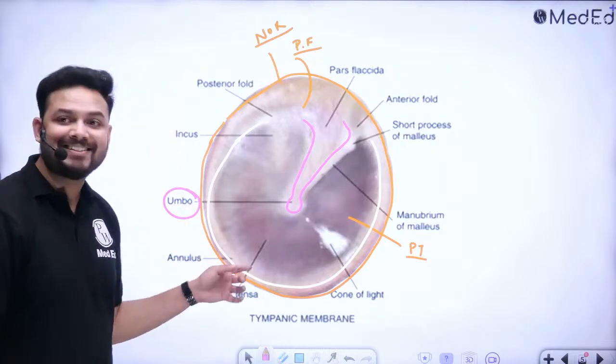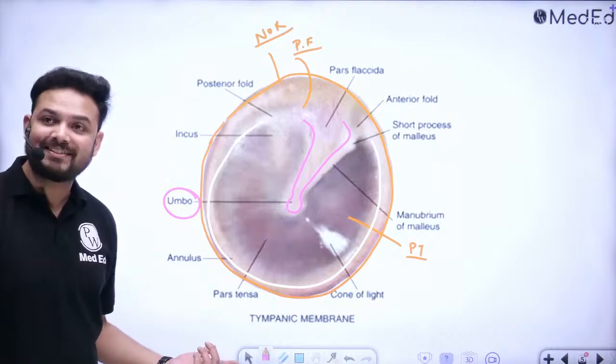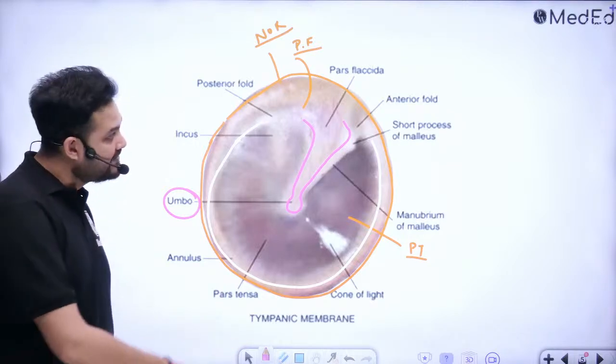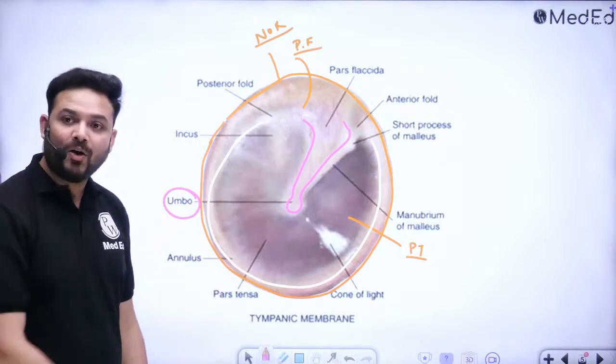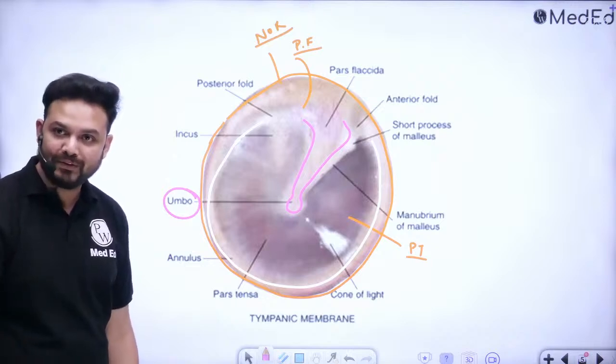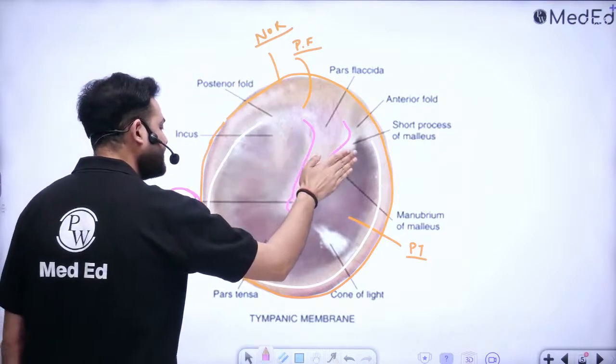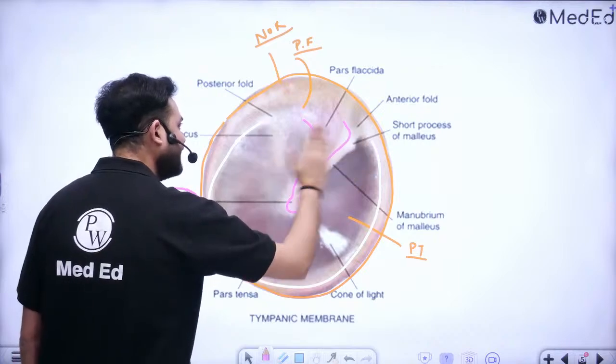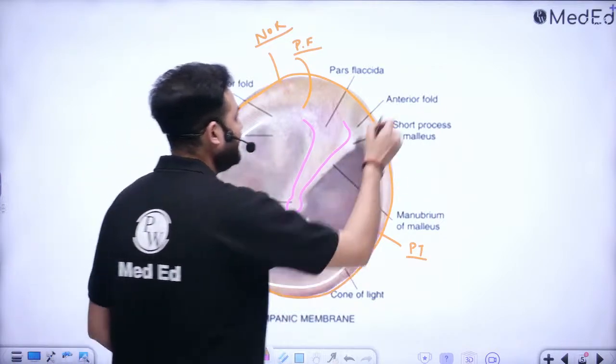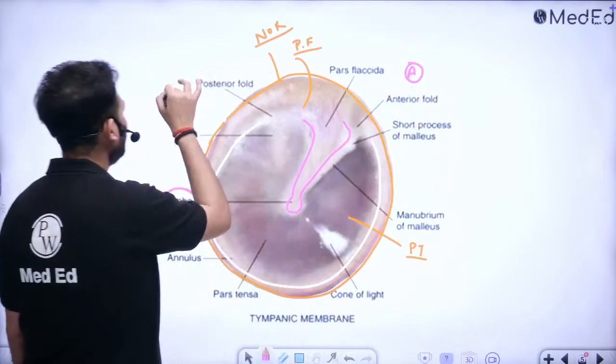Now you guess and tell me, which side of the tympanic membrane is this? Is this the right side tympanic membrane or the left side tympanic membrane? Simply think. Put your hand, see here and tilt it towards the right. If this is my right side, this is going to be my anterior side. This is my anterior side. This is my posterior side.